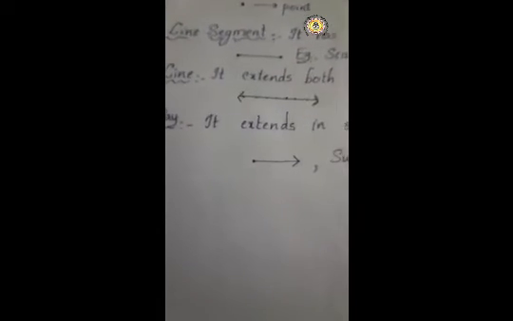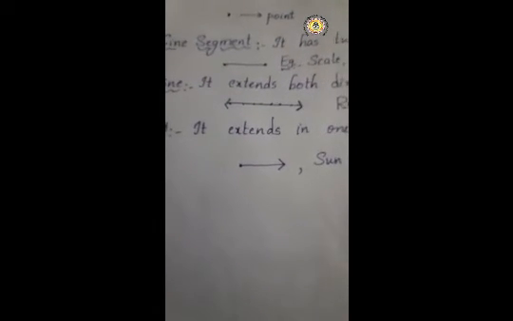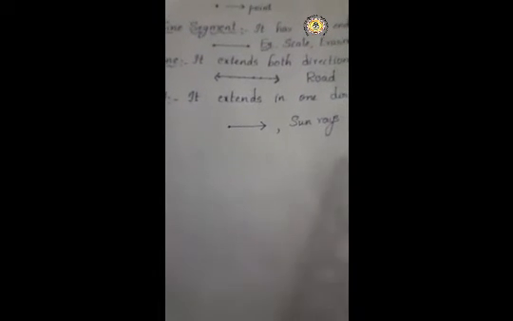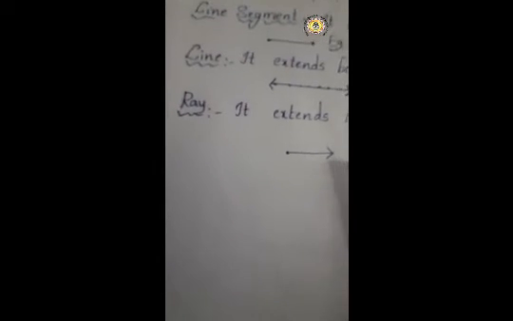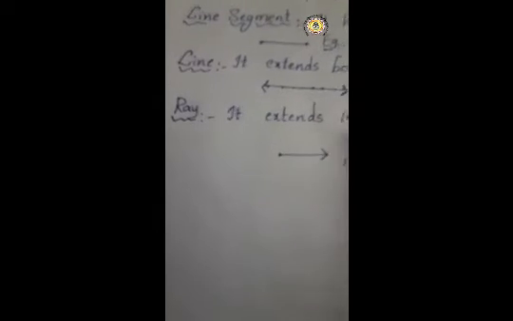Yes, for line segment we can measure length exactly. But coming to line, we can't measure exact length. We can measure, but exactly how much we can't tell. Why? Because there is no end. Same way for ray also. We can measure length, but exact length we can't measure. So for these three has only length. There is no breadth or thickness. So that's why these all are called one-dimensional shapes. Line segment, line, ray. These three are called as one-dimensional shapes.